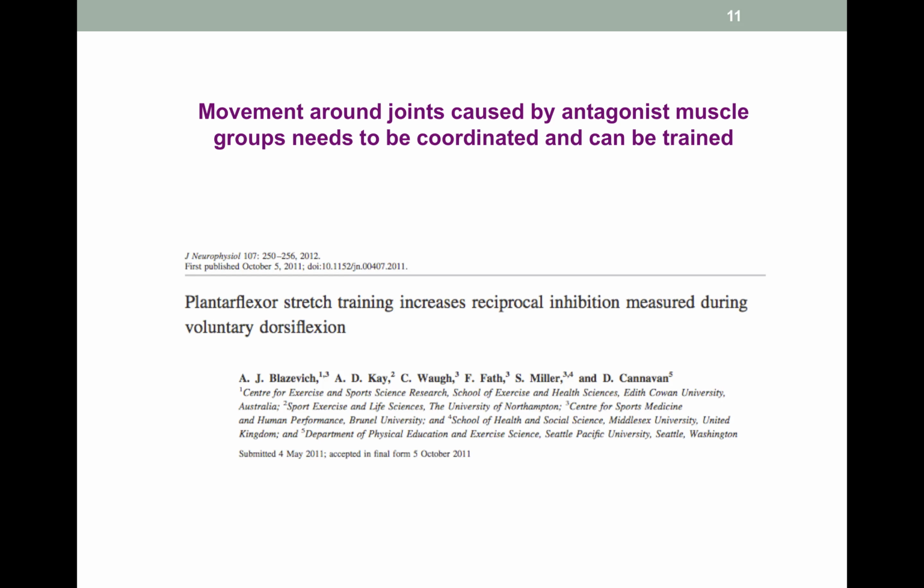And so what they eventually saw here was that with this very specific stretch training around this particular joint, over time, the individuals were actually able to better relax the antagonist muscle group and contract the agonist group. Okay, so this can be trained.